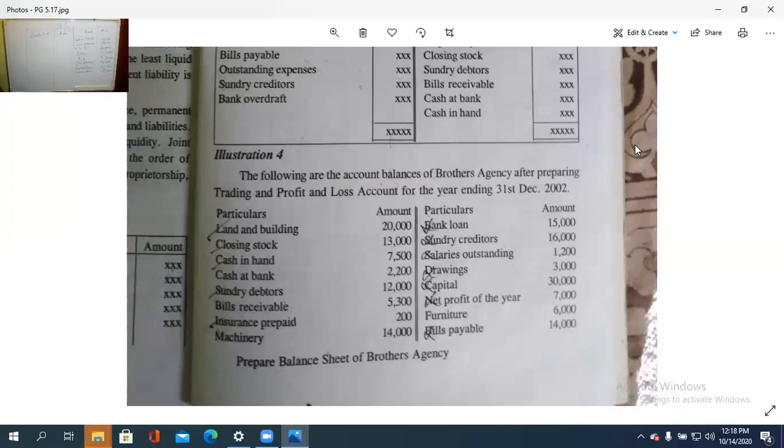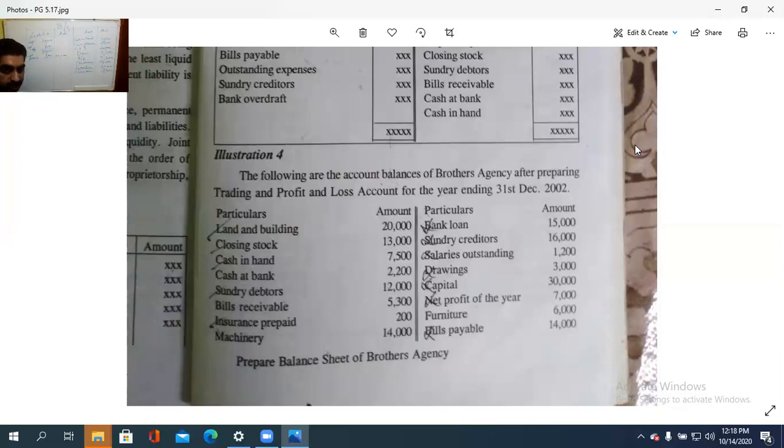I think these are the items there in the asset side: land and building, closing stock, cash in hand, cash at bank, debtors, bills receivable, machinery, furniture. Then on the liability side, firstly, capital. How much? 30,000 in the inner amount column, because there is add net profit 7,000. So 37,000 less drawings. How much is it? Drawings 3,000. So 34,000 in the outer column.